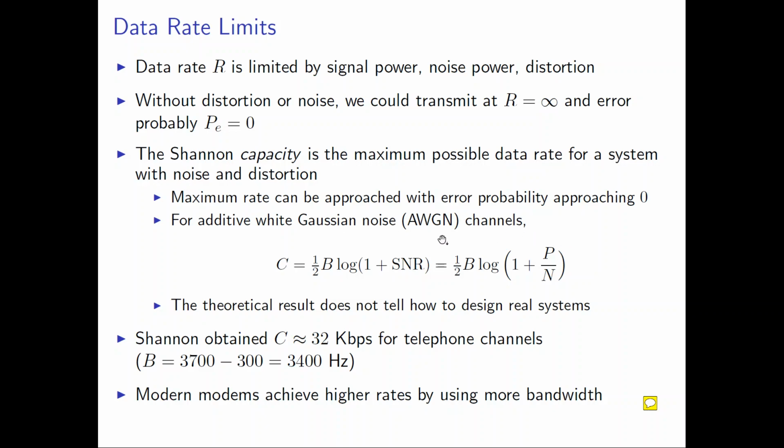For additive white Gaussian noise, we have this equation. You need to understand this equation very well and understand the relationship between capacity, power of your signal, power of your noise, and bandwidth. From this equation, I can bring many questions. For example, I tell you true or false: as we increase the noise power, the data rate decreases.